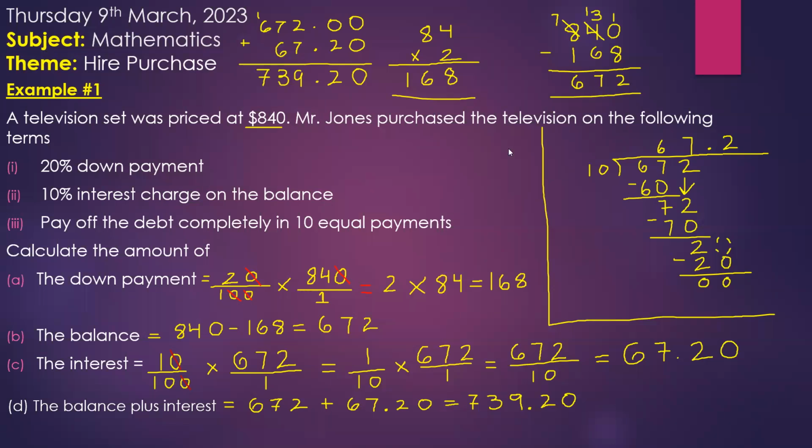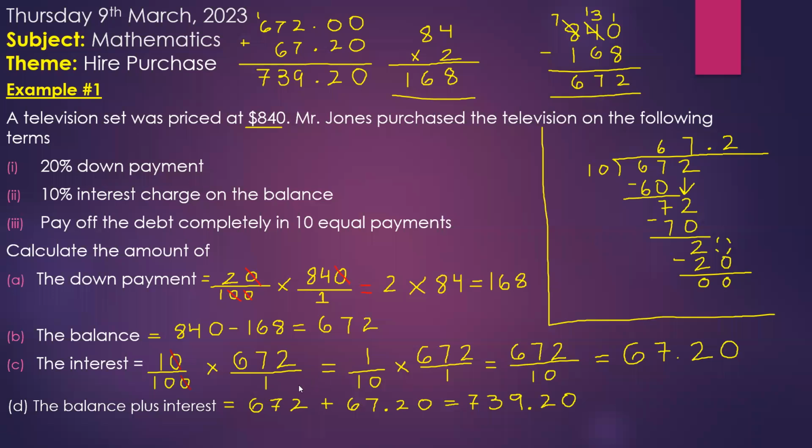So how are we going to find the down payment? We're going to take the 20% over 100. Then we're going to multiply by 840 over 1. So we can cancel out the 0 on the 840 and one of the zeros of the 100, and we also cancel a 0 on top of the 20 and the last 0 at the bottom. That gives us 2 times 84. Okay, 168. So good. So 168 will be the down payment.